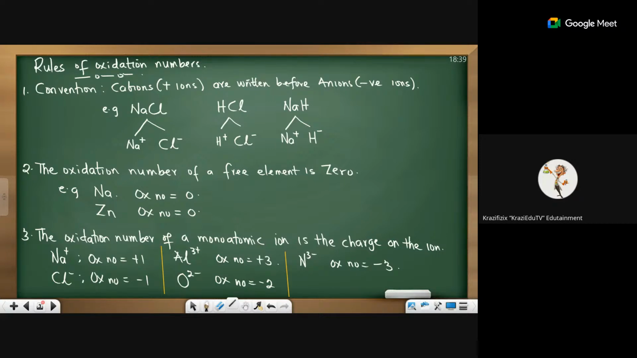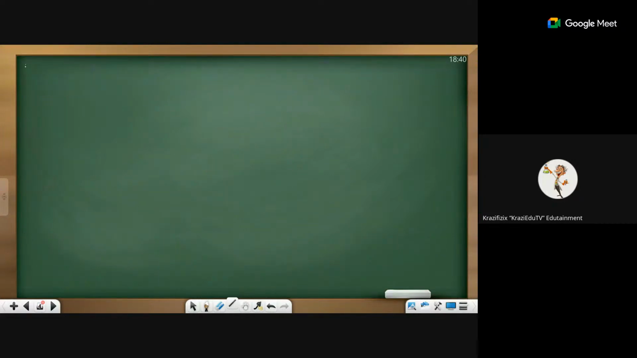Now we're going to look at specific elements. We're going to look at just 2: hydrogen and oxygen. Number 4. The oxidation number of hydrogen is positive 1.